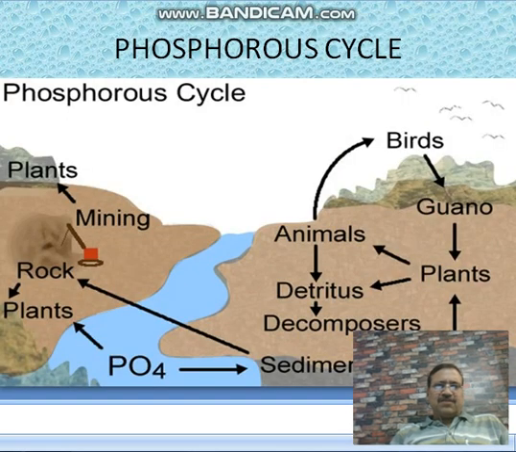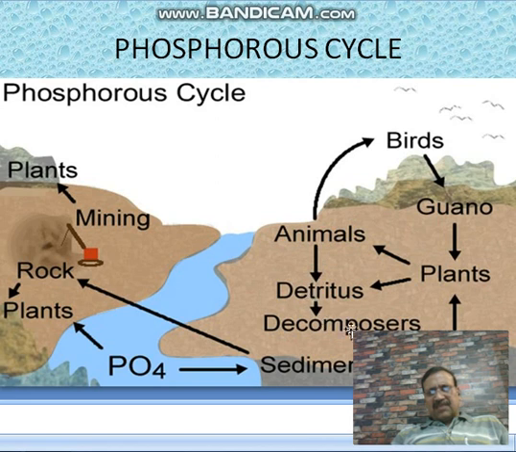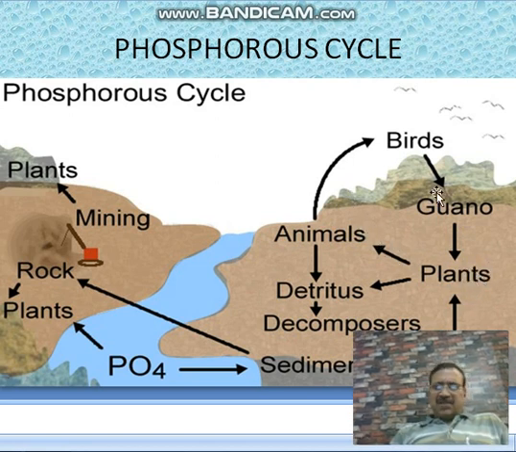Now come to the phosphorus cycle. This phosphorus is taken by plants and eaten by animals. Animals are decomposed after death, or taken by birds, and by their digestion, it is coming back to the earth, and this completes a cycle. From rocks, some phosphates or many minerals are taken as feed by plants, and it completes its cycle.